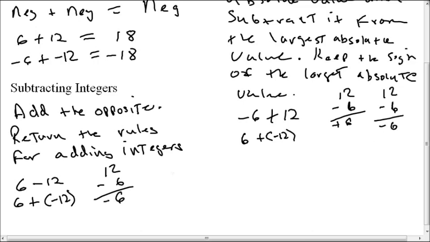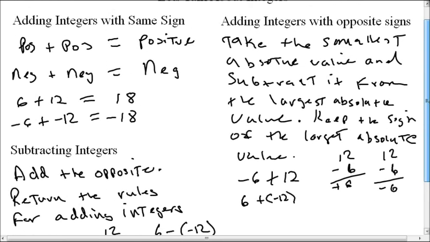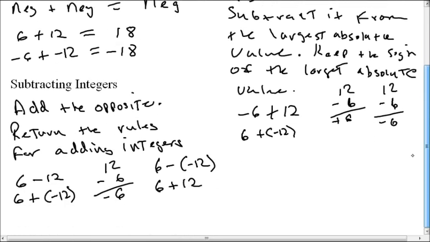Let's look at another one. Let's look at 6 minus a negative 12. Well, it says to add the opposite. So this becomes 6 plus 12, which now we go back to the rule which says when the signs are the same, you add them and keep the sign, and 12 plus 6 gives us 18.